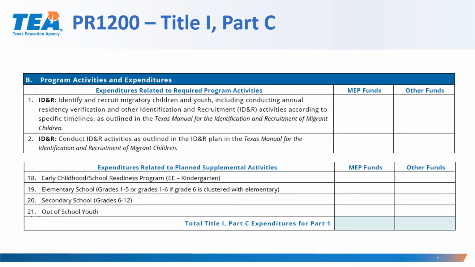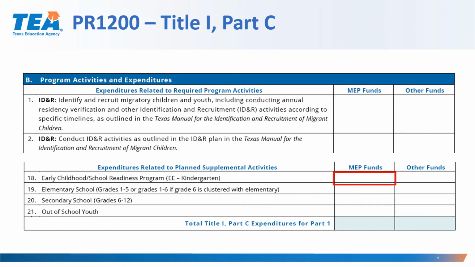Expenditures related to required program activities. In Part 1B, for each required program activity listed, type the estimated amounts of Title I Part C funds expended from MEP or other funding sources. If the response is 0, ensure documentation is in place to justify the response.